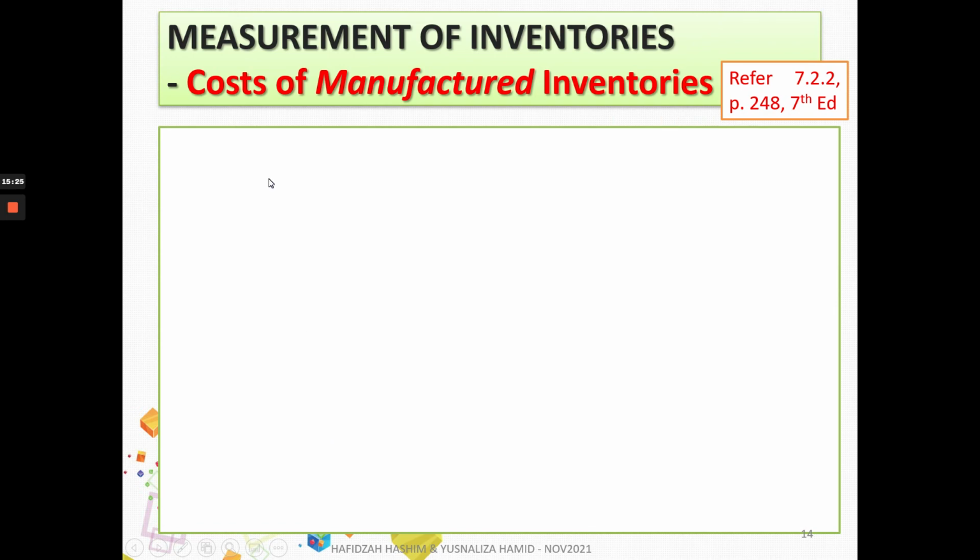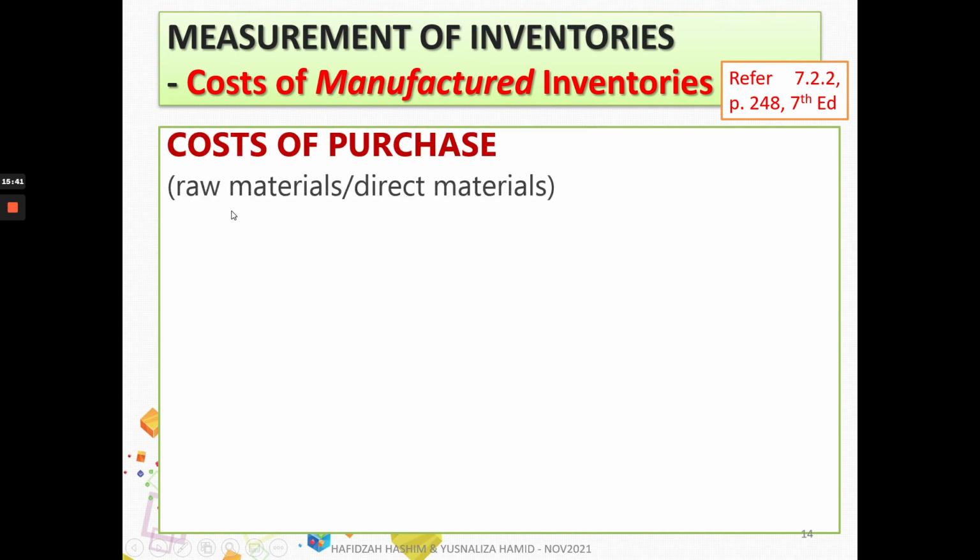Let's look at the measurement of inventories for the manufacturing business, or the cost of manufactured inventories. For details, you can refer to page 2408 of the textbook and read the note on 7.2.2. Cost of purchase will normally comprise raw materials or any direct material. It will also include cost of conversion, because these raw materials or direct materials will have to be converted into finished goods during the manufacturing process.